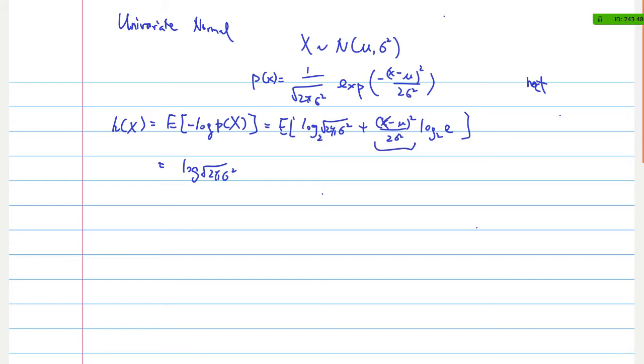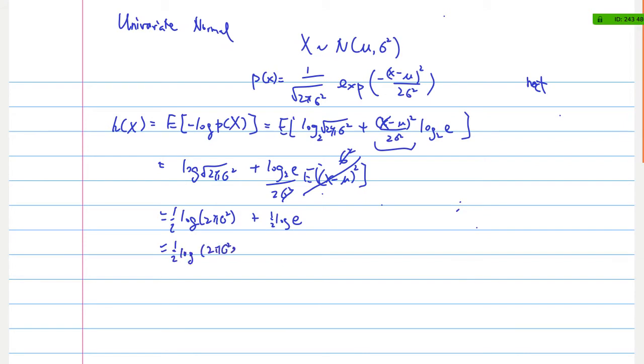Now if you look at this case here, this is pretty nice. The expectation of this term: a bunch of it is just constant, I can just put it out, so it's log e over 2 sigma square times the expectation of (X minus mu) square. That is just the variance, which is sigma square. So actually this just got cancelled, very nicely. Therefore we just have 1/2 log 2 pi sigma square plus 1/2 log e, and of course these can merge together: 1/2 log 2 pi sigma square e. And this is the entropy for a univariate Gaussian.